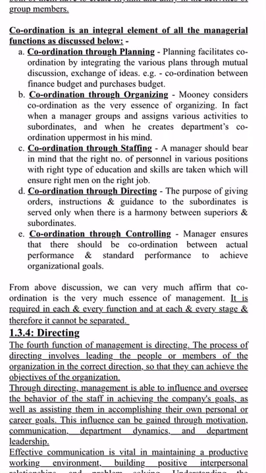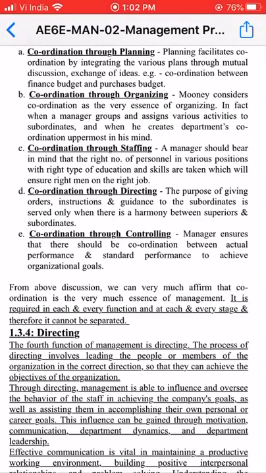Then next one is what? Coordination through directing. Okay, the purpose of giving orders, instructions and guidance to the subordinates is served only when there is a harmony between the superior and subordinates. Coordination through directing means the manager or the supervisor is the responsible and authorized person, so he should give the correct orders to his subordinates or his employees, and he needs to execute his plans by using his orders through these employees.